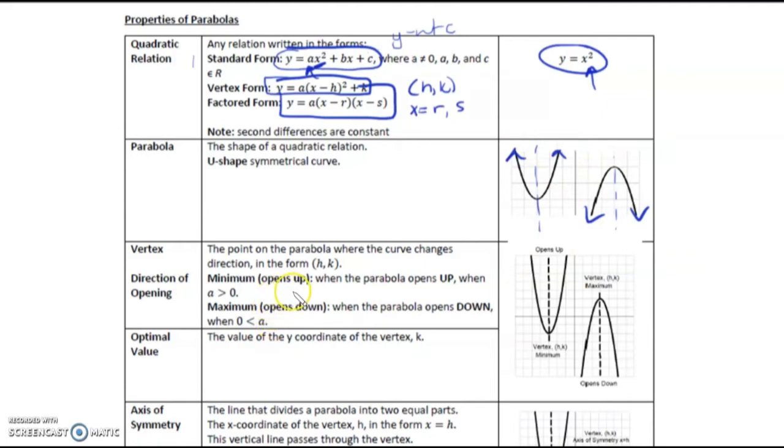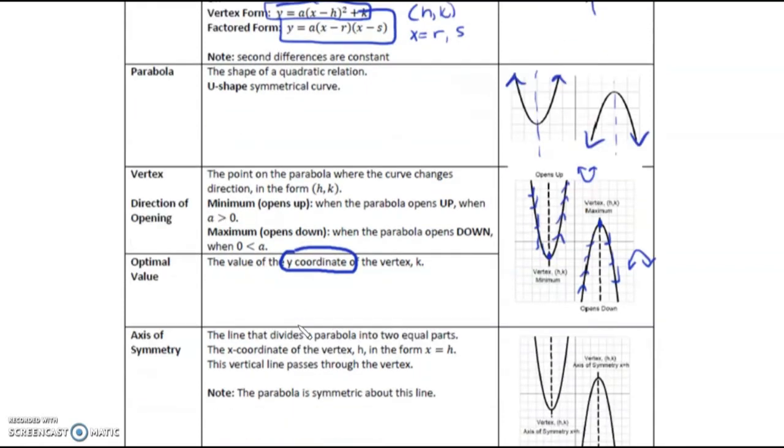There is a vertex in a parabola, and this is where the parabola changes. So this parabola is going down, reaches the vertex, then goes up. Or it goes up, reaches the vertex, and then goes down, for example. If it's a happy face, we say it opens up, and if it's a sad face, we say it opens down. We also call this vertex the optimal value. The optimal value is specifically the y-coordinate of the vertex.